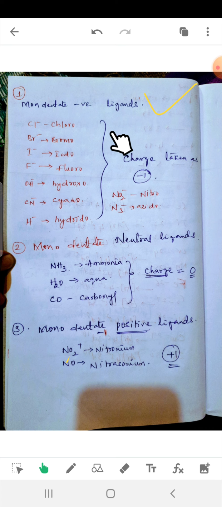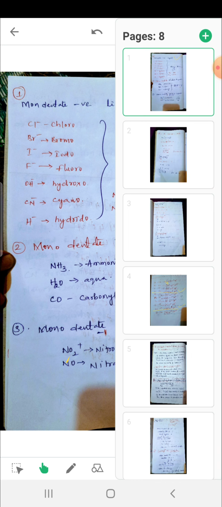The nature of ligands plays a very important role in finding the oxidation number. Monodentate, didentate or polydentate, positive or negative, that is also very, very important. Neutral is also an important concept you have to remember. Monodentate neutral ligands: ammonia, aqua H2O, and carbonyl. When these ligands are observed in the complex compound, you take the charge as 0. Monodentate positive ligands: nitronium NO2 plus, and nitrosonium NO plus. When these two ligands are observed in the complex compound, they take a charge of +1. That point is important to remember.